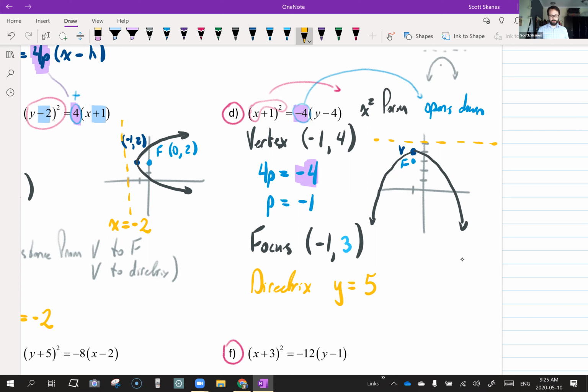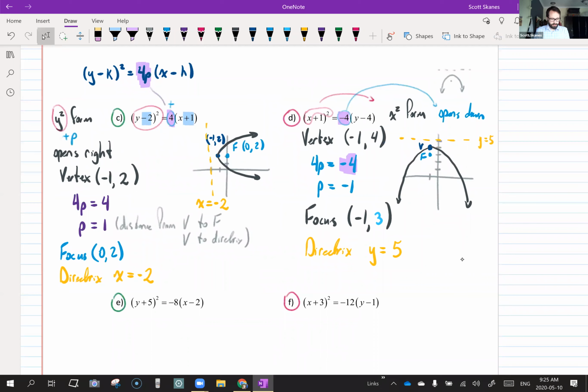So I think that's everything. I think we fully described this parabola. We've drawn the parabola, it opens down, we have the vertex labeled, we have a focus labeled, we have the directrix. I could even label the directrix here, y equals 5, if I wanted to. But this is how we sketch parabolas. Okay? Hopefully that makes some sort of sense to you.